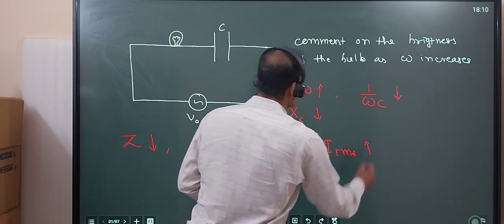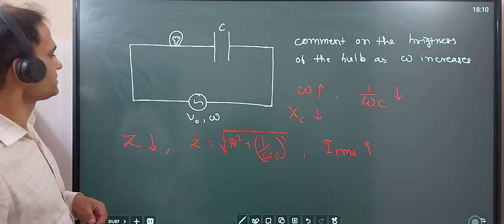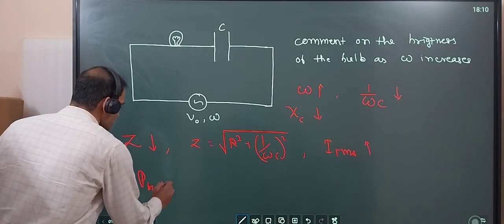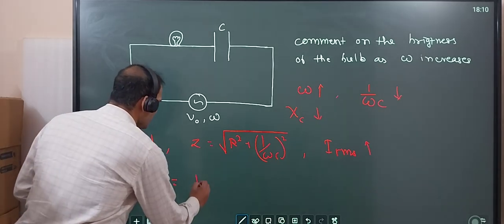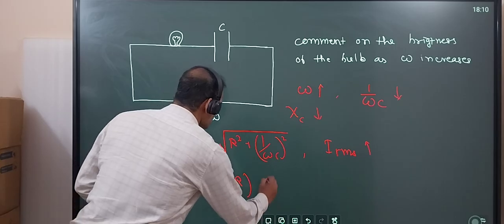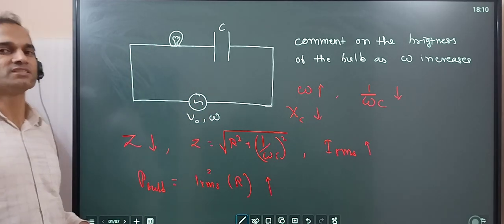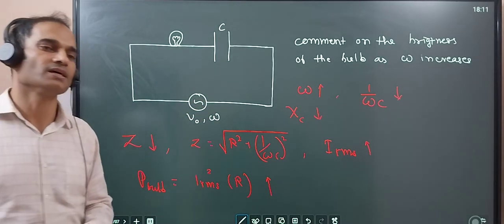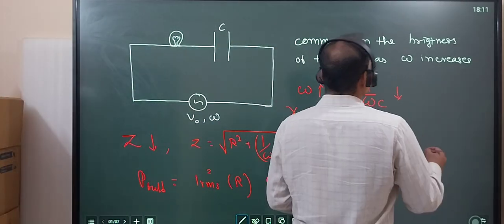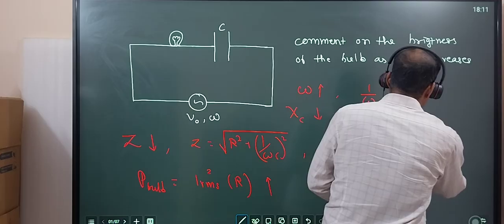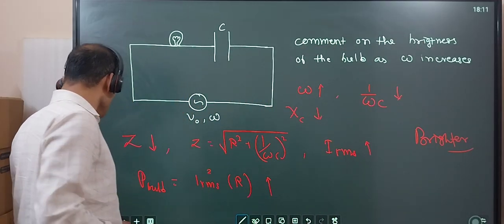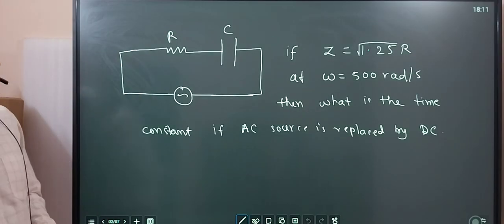RMS current will increase. If the RMS current is increasing, what will be the power in the bulb? IRMS the whole square into R. This will increase. So power dissipated in the bulb will increase and it will grow brighter. Okay, so brighter. It will grow brighter. Now we are going for the next question.